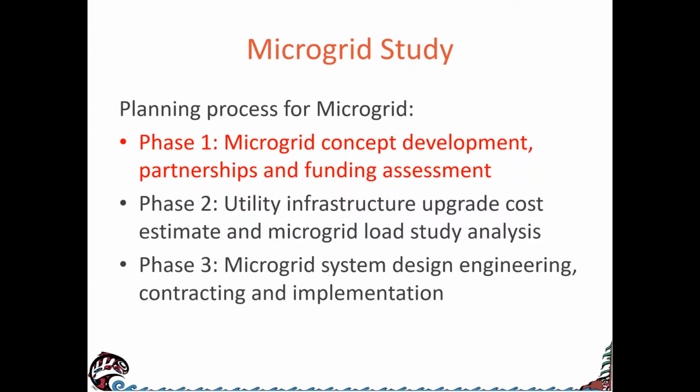So we have a microgrid study complete, as well as the plans for that 100 kilowatt arrays. So right now we're in phase one, as laid out by the microgrid study. We have a concept development. It identified potential partnerships and funding assessments. In the future, we will have to look at utility infrastructure upgrade, see how much those will cost, and do microgrid load study analyses. And then eventually we will have to have design complete, done, and contracting and building and hooking up the system. Next.